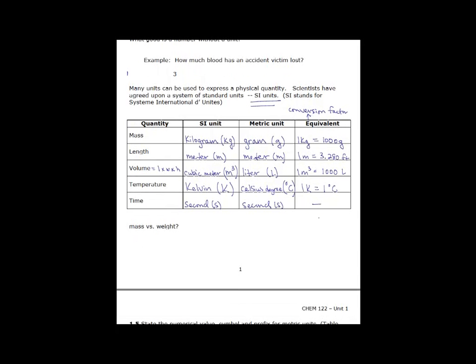So now we're going to talk about the difference between mass and weight. You hear these terms thrown around, and you might think they're the same, but it turns out that mass is the quantity of material an object contains, whereas weight is the gravitational pull on an object.